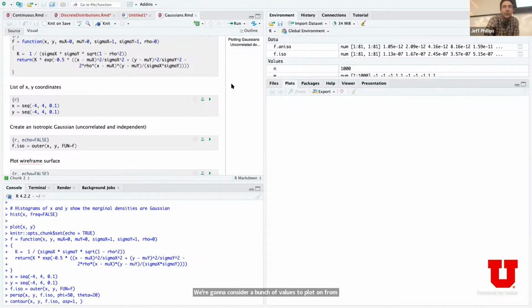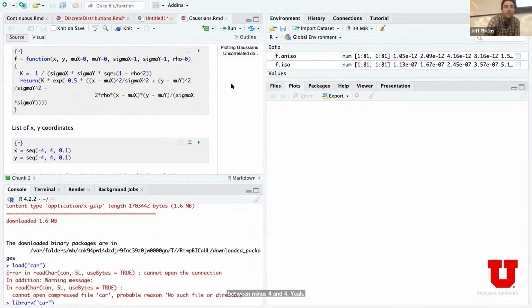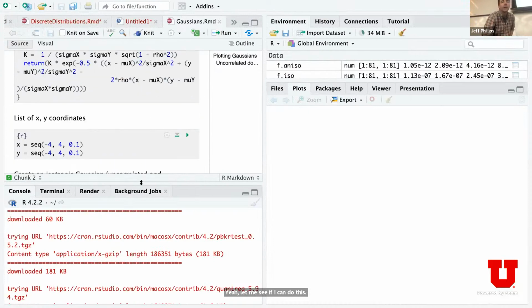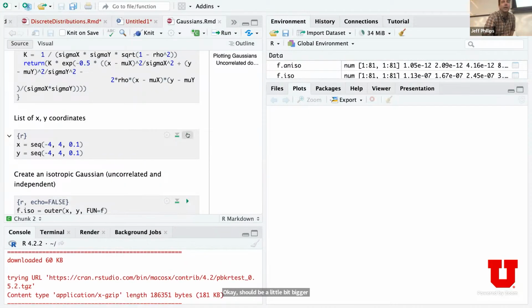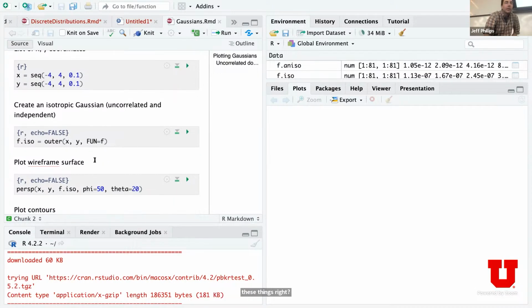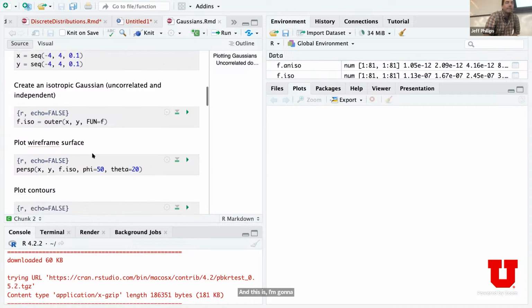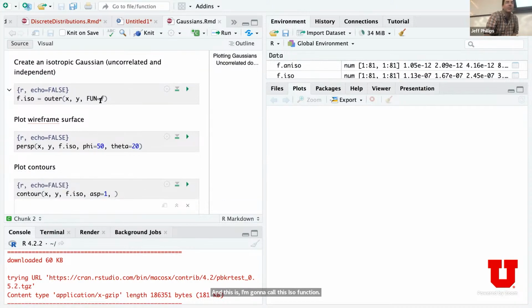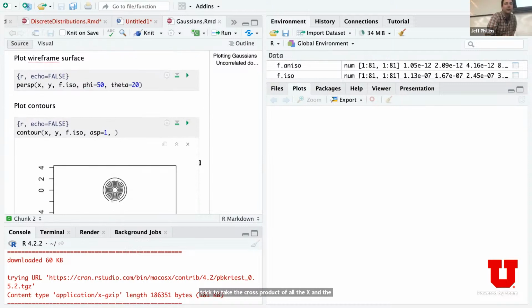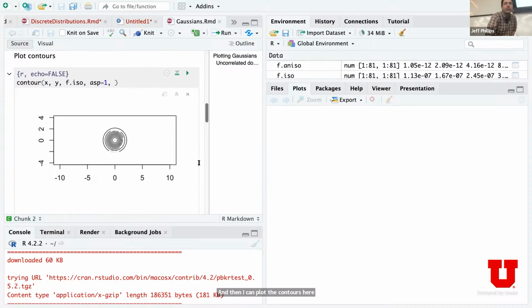Let me see if I can do this. Okay, should be a little bit bigger here. Okay, and I've written this in our markdown, so you can do this stuff by just clicking these things. I'm going to call this iso function. I'm taking the outer product. This is a trick to take the cross product of all the x and the y values. Okay, and then I can plot the contours here.